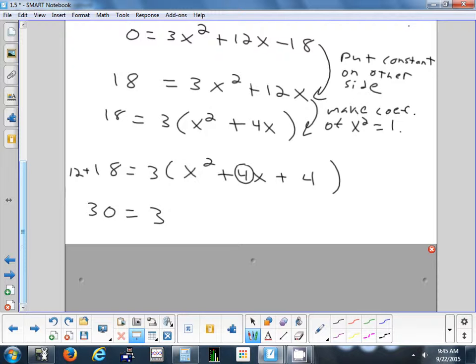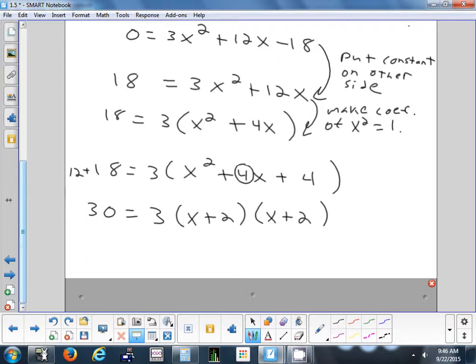And now this is going to factor very nicely. If we added the right number, it should factor into something times something, and they should both be the same. Plus 2... X plus 2 and X minus 2? Nope, they've got to be the same. X plus 2, X plus 2. If you didn't add the right number to both sides, this won't happen. But we did. So now I'm going to write it as this.